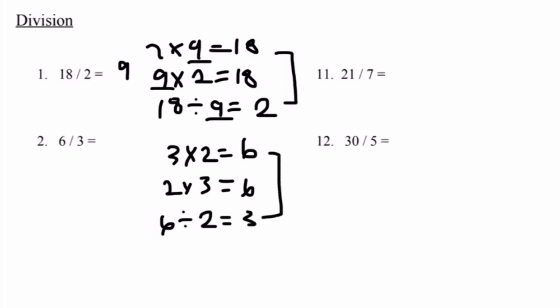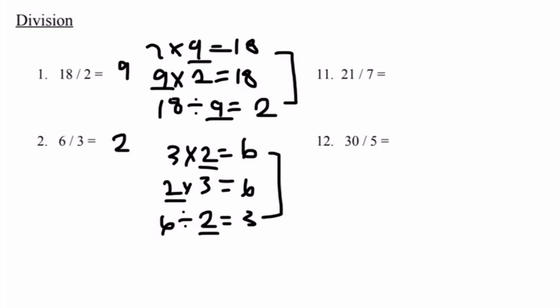What would 6 divided by 3 be equal to? Well, 6 divided by 3 would equal 2 because 3 times 2 equals 6, 2 times 3 equals 6, and 6 divided by 2 equals 3. Therefore, 6 divided by 3 equals 2.